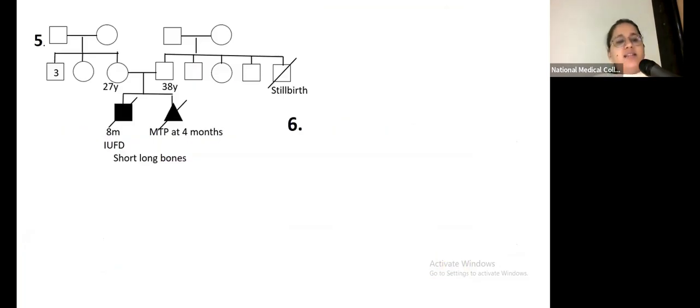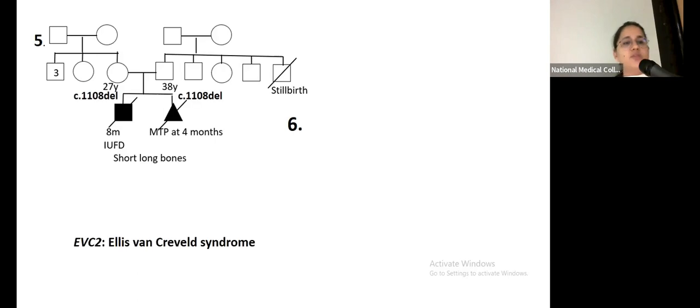Next, we have another case where there was a history of IUFD at 8 months, and the parents said that the doctor said that the child apparently had short long bones. And in the next pregnancy, in ultrasound, the doctor told them that this child also had short long bones, and this pregnancy was terminated. Now, this couple comes to us with a history of demise of children with short long bones. Now, short long bones can have a number of differential diagnoses. It's not easy to pinpoint one particular genetic diagnosis for that. So, in this case, genetic heterogeneity exists. Carrier screening again was useful because we found out that the parents were carriers for a pathogenic variant in the EVC2 gene. This leads to Ellis-van Creveld syndrome.